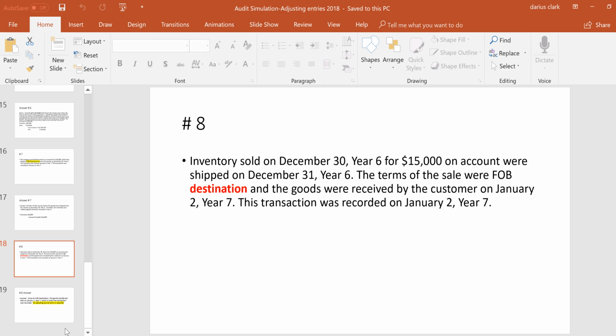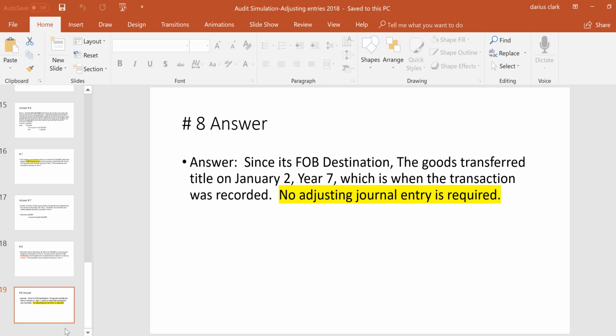Destination. So it doesn't matter when they shipped out. It matters when they arrived. And they were still in transit because they didn't arrive until January 2nd, year 7. So these goods still belong to the seller at year end. It's not a sale yet. Not a sale until the goods arrive under FOB destination. So the goods transferred title, but not until the following year.